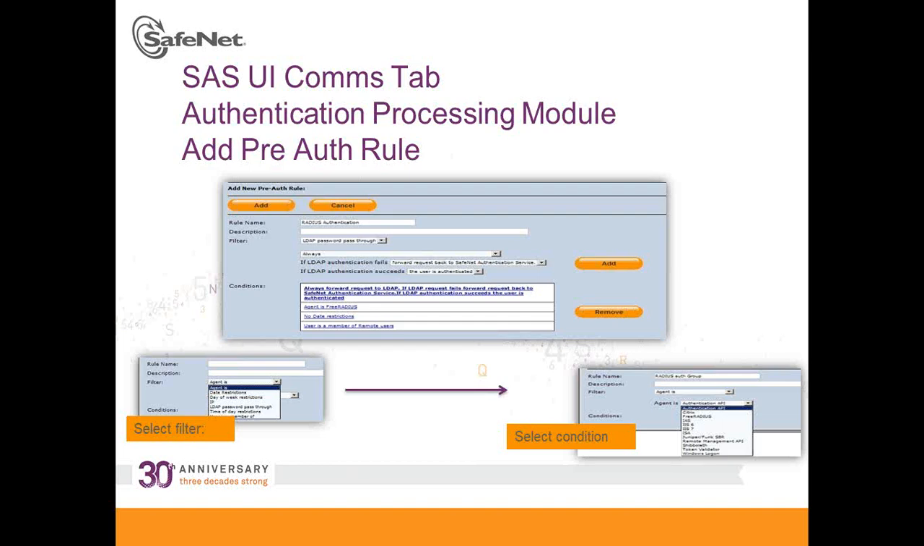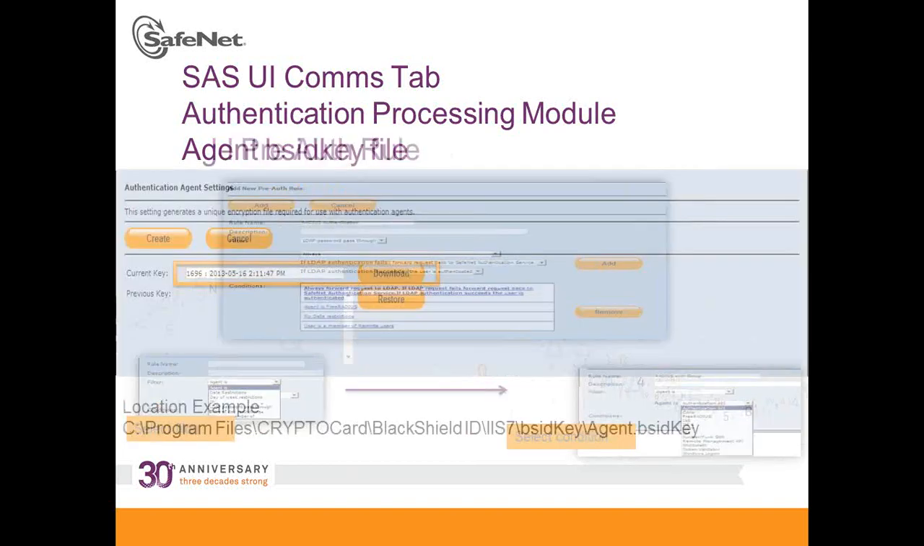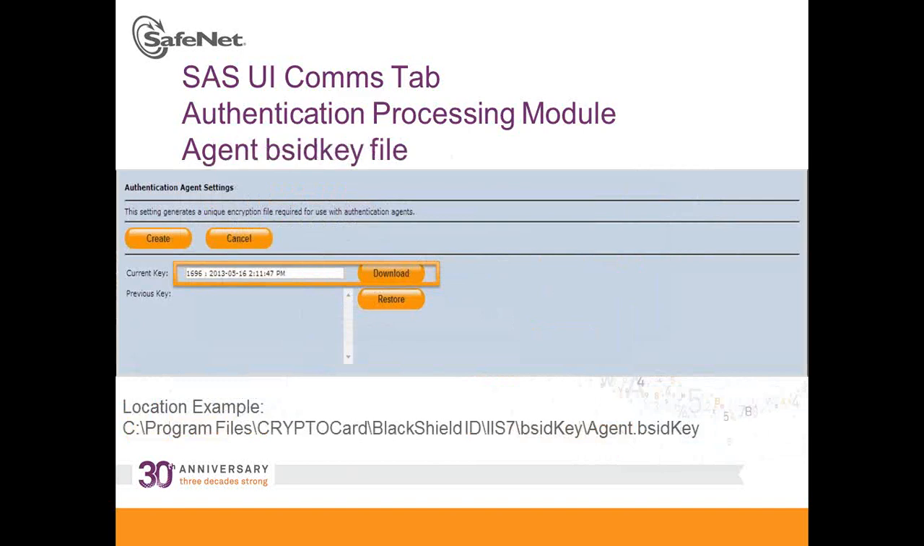The pre-auth rules are quite important. They are very complex. On the website, under the support section, under downloads, you will find a best practices guide. And this document describes everything that you need to know about pre-auth rules. You have the ability to download the BSID key file. So like we have for Radius, we have the shared secret that does encryption between the client, Radius client, and the system. All of our agents also have these key files.